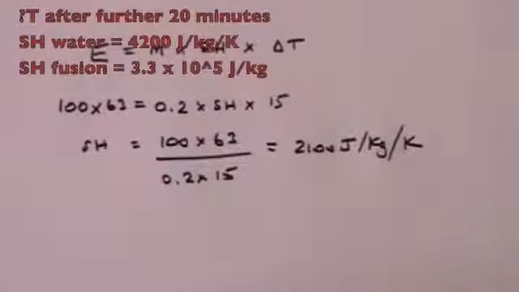And the second part of the question is, what will the temperature be after a further 20 minutes? We're given two important pieces of information. Firstly, the specific heat of water is 4,200 joules per kilogram per Kelvin, and the latent heat of fusion from ice to water, or latent heat of melting, is 3.3 times 10 to the 5 joules per kilogram.